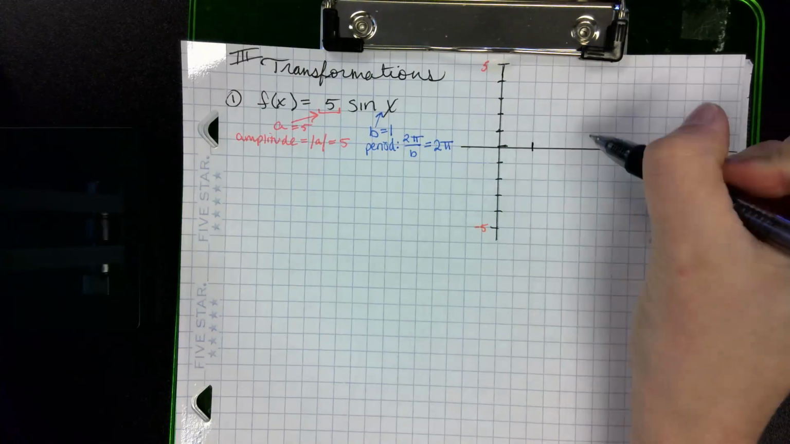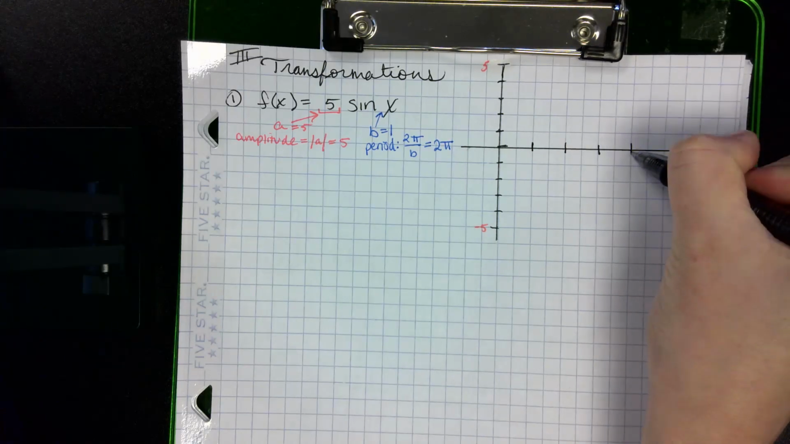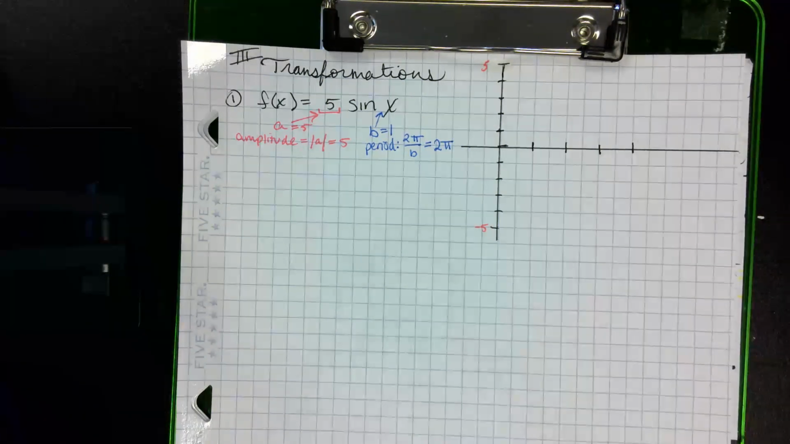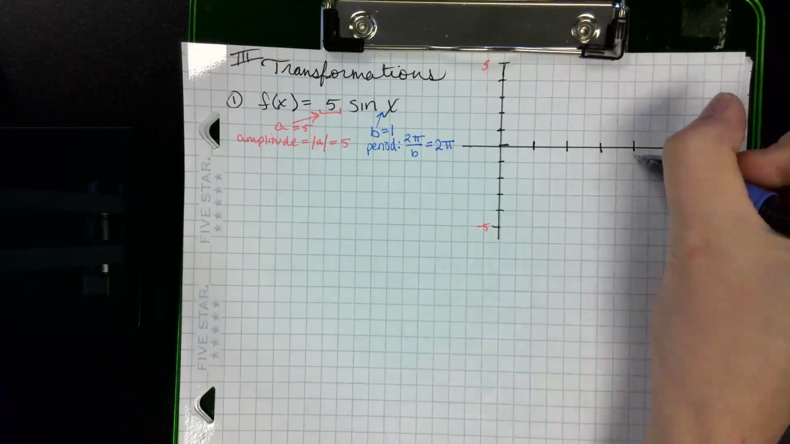Every time I put 4 marks on the x-axis for the 4 quadrants, I'm going to do 2 blocks, make a line. 2 blocks, make a line. Quadrant 3 and quadrant 4. The period is the 4th line. So the total length of my period here is 2 pi.